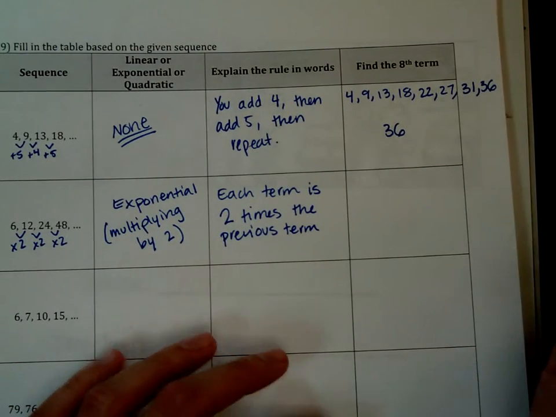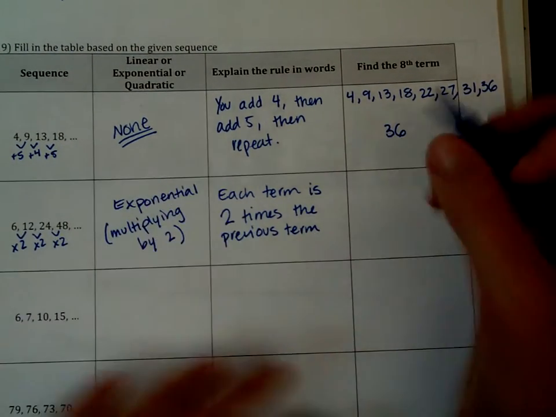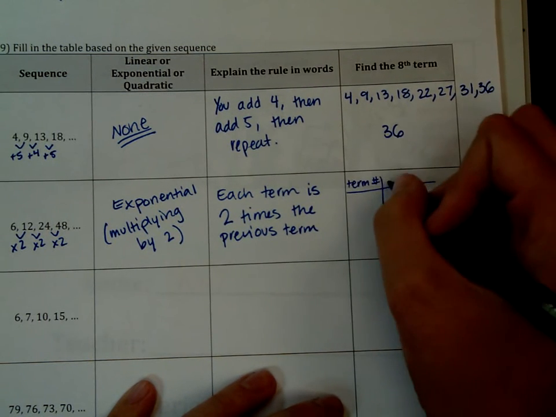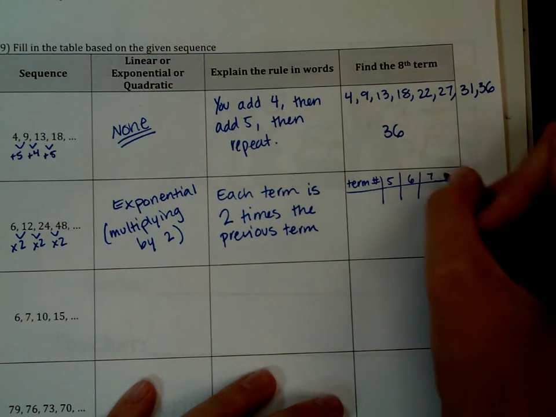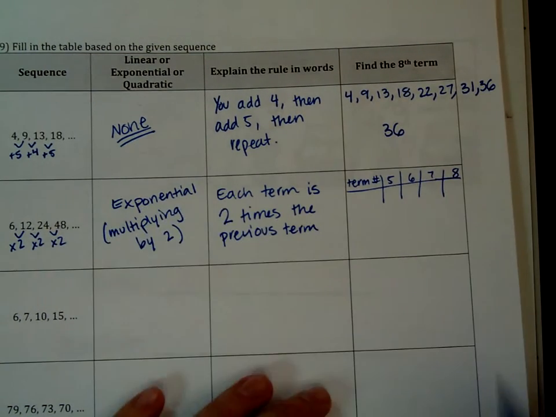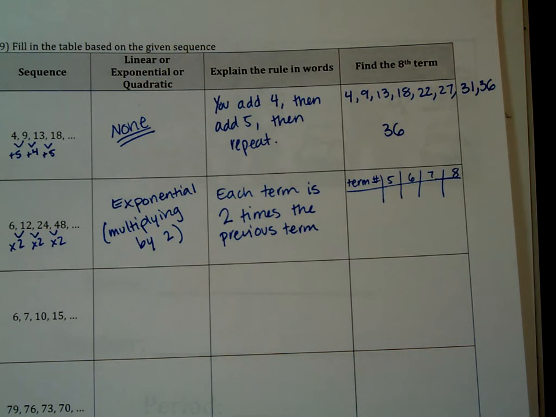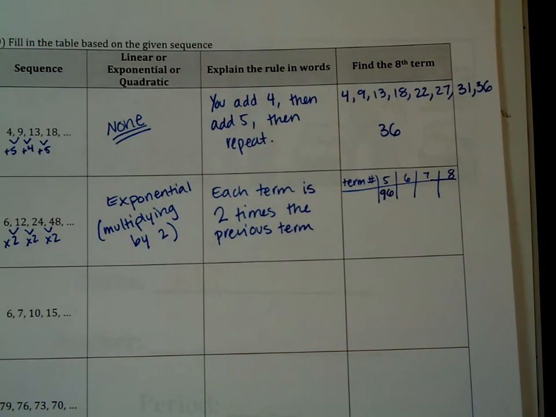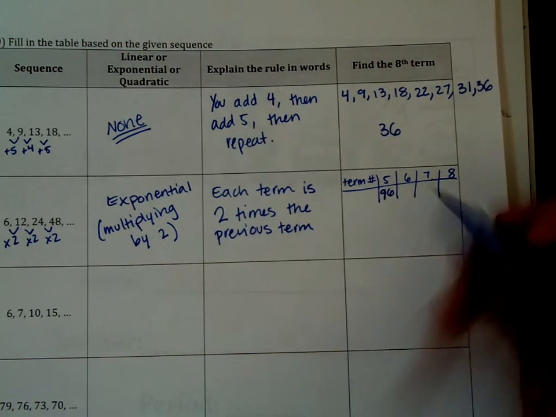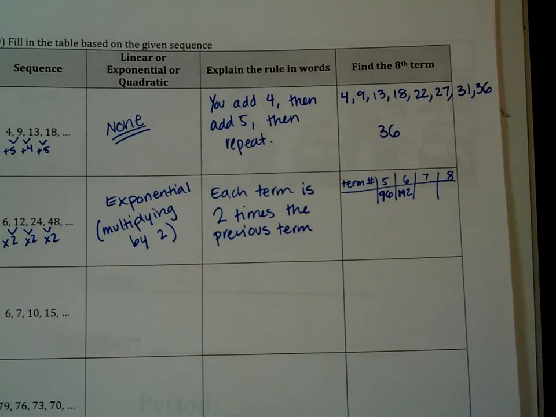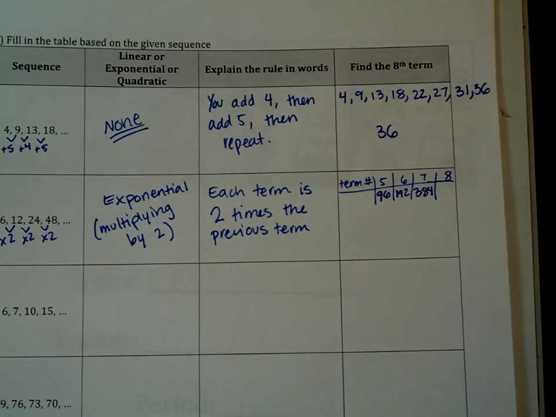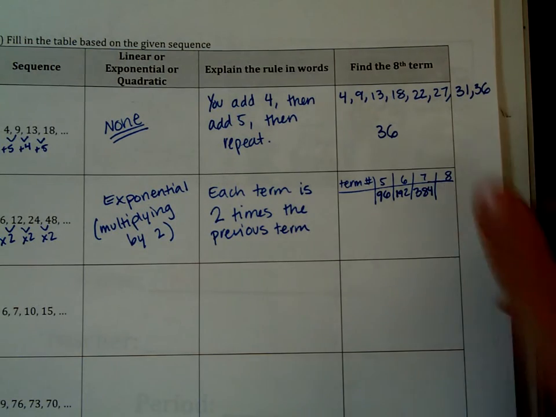So the 8th term, so let's see, this is the first 4 terms. So term number 5, 6, 7, 8. So 48 times 2 is 96. So that's this one. Then 96 times 2 is 192. That times 2 is 384. And then that times 2 is 768.